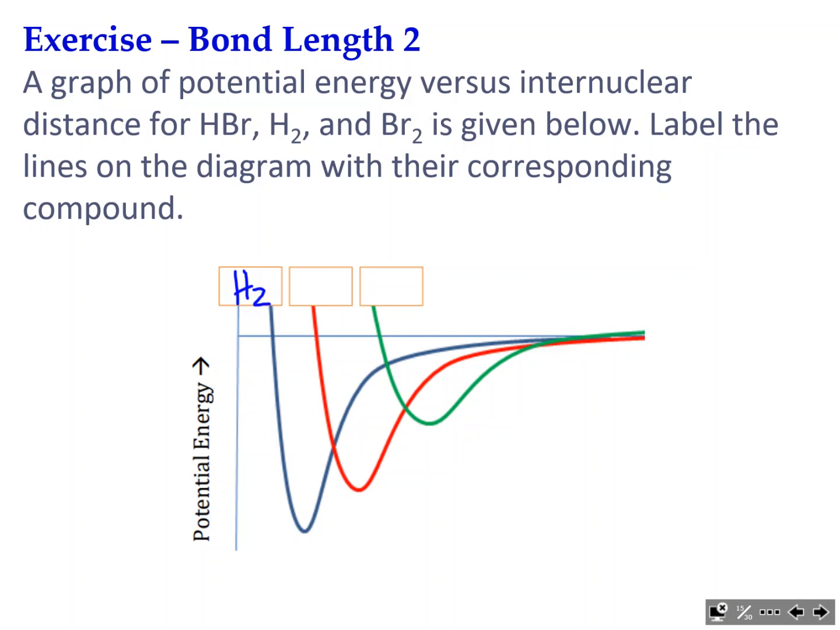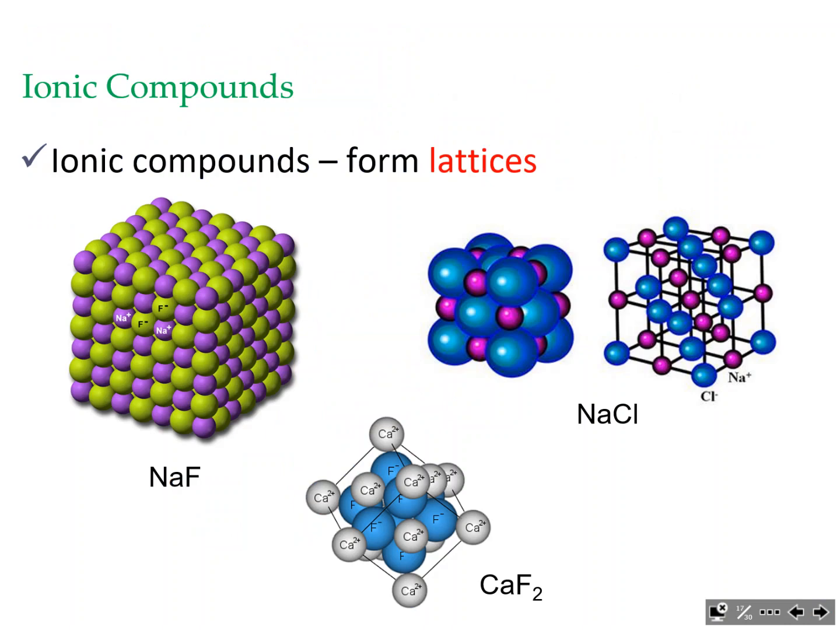And which one is going to be the longest? So that one should go with green. That's going to be the longest and it's going to be the weakest. And then the one in the middle, which is a combination of the hydrogen with the bromine, that one would be the middle type picture, like so. Now let's talk about ionic compounds.